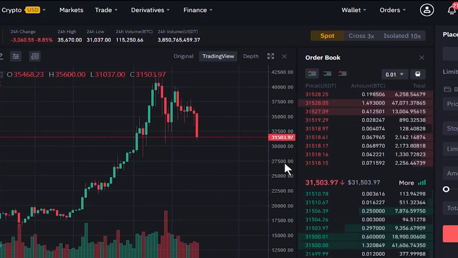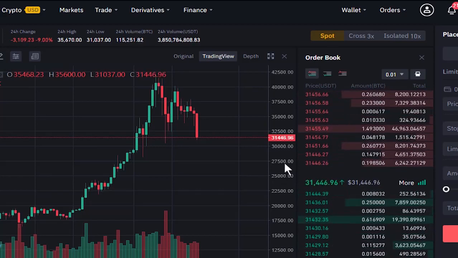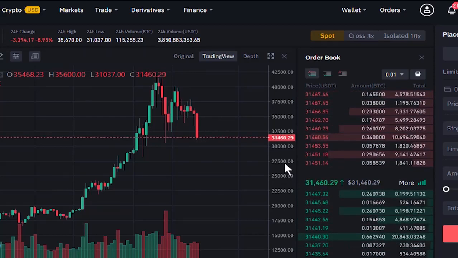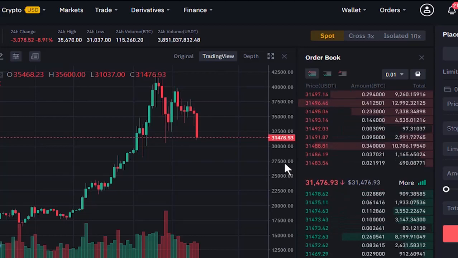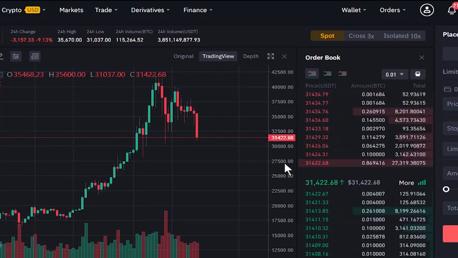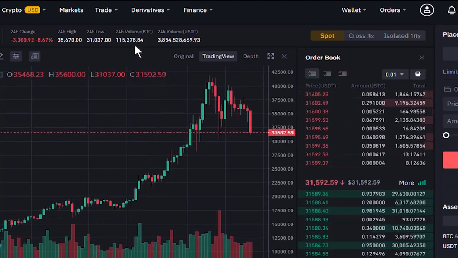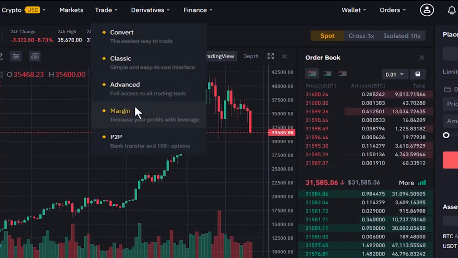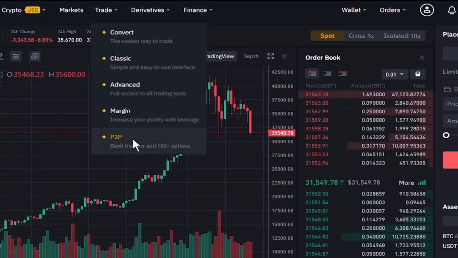But I repeat it again, it's true that you will have larger profit on successful trades, but if your trade doesn't go the way you expected, your loss will also be large, same as your expected profit. Margin trading is like a double-edged sword, and you must be very careful with that, especially in the cryptocurrency market that is very volatile. Alright, let's go to trade menu again. We've already discussed classic, advanced, and margin trading, and now let's see what convert and P2P are.